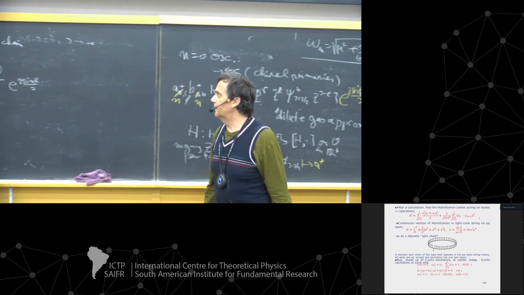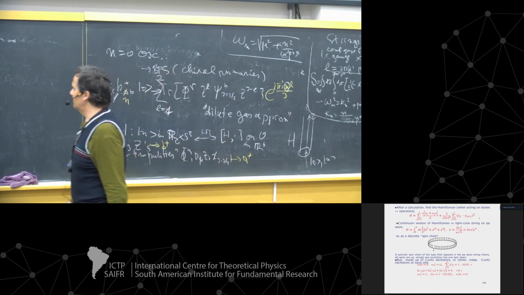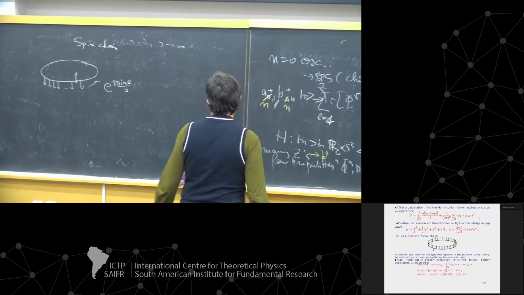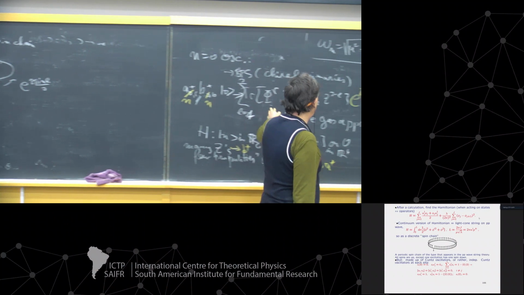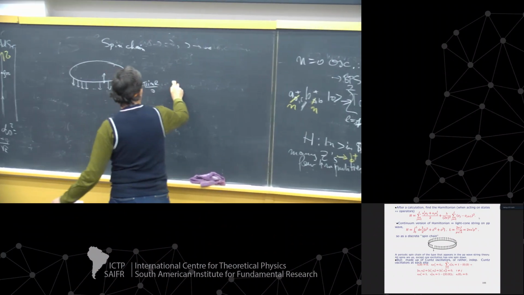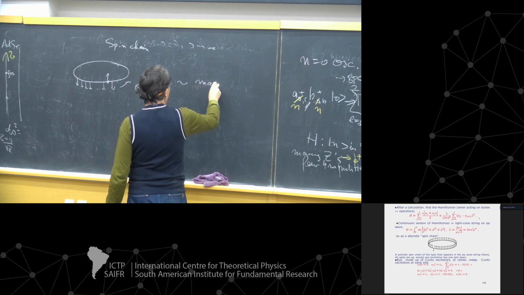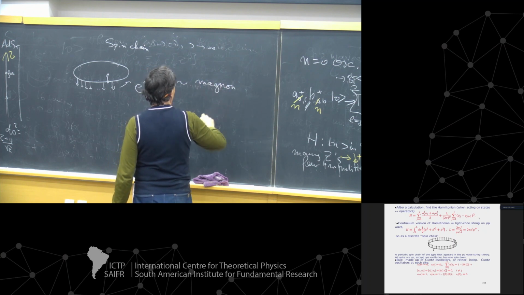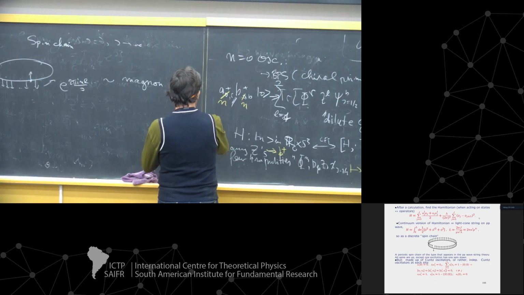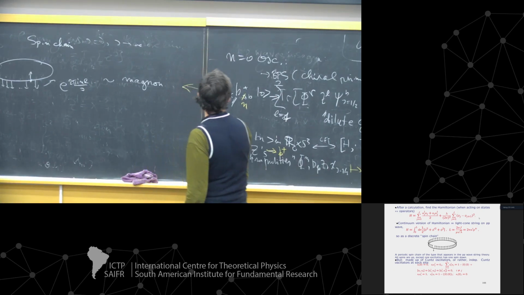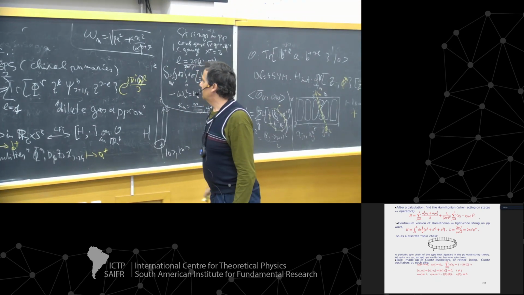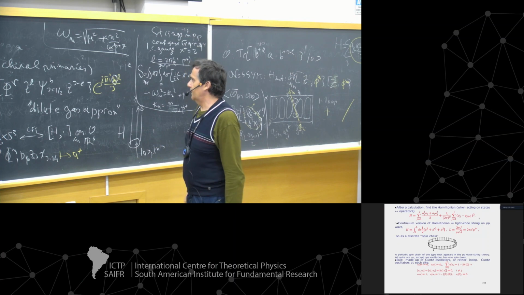Okay, that's the momentum along this circle. So this excitation is what is known as a magnon for the spin chain, and this corresponds to our excitation for the string.